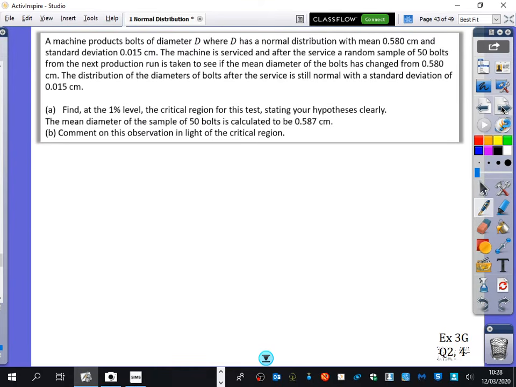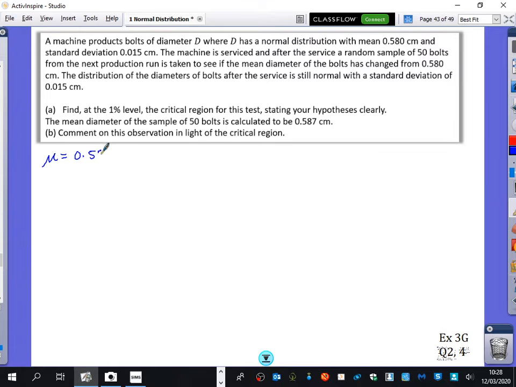Yeah. So a machine produces bolts of diameter D where D has a normal distribution with a mean of 0.580 centimetres and a standard deviation of 0.015 centimetres. So I'm just going to write that down. I'm just going to grab the information that I need. 0.580, the standard deviation is 0.015.